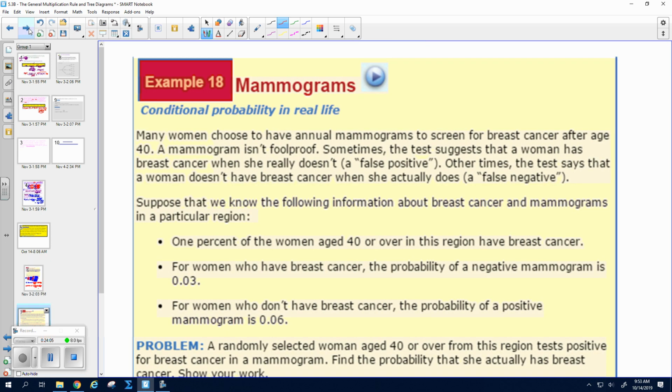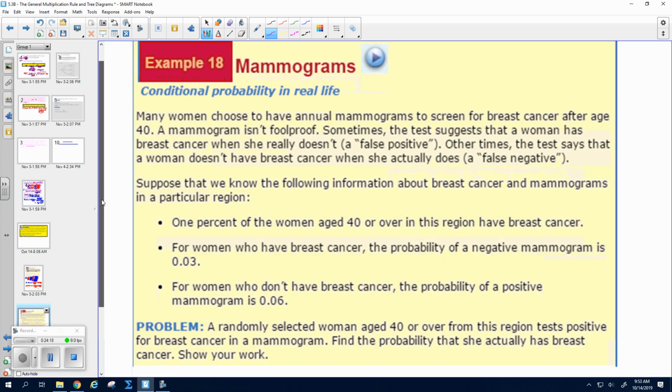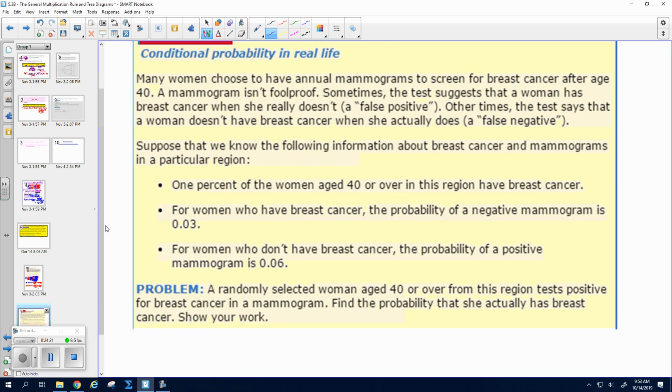Okay, last one that we're going to do together. They like to do these false positives, false negatives, and all that. So we got to practice one of these tree diagrams, okay? So many women choose to have annual mammograms to screen for breast cancer after age 40. A mammogram isn't foolproof. Sometimes the test suggests that a woman has breast cancer when she really doesn't, which is called a false positive. All right, so you got a positive result, but you really don't have it. Other times the test says that a woman doesn't have breast cancer when she actually does. That is called a false negative. So you got a negative test result, but you actually do have breast cancer.